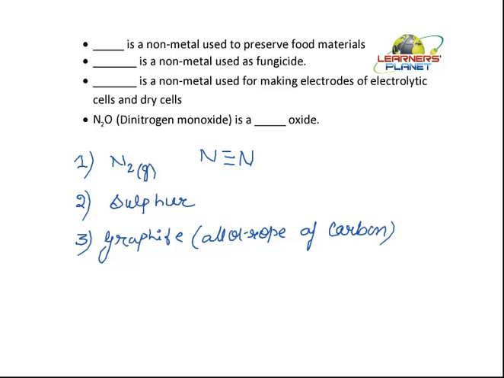Now let's take up our next question. N2O is a dash oxide. What is it? It is a neutral oxide. Or you can also write it as a covalent oxide. But when such types of questions are asked, they mean that you have to tell whether it is acidic, basic, neutral or amphoteric. So N2O is a neutral oxide.